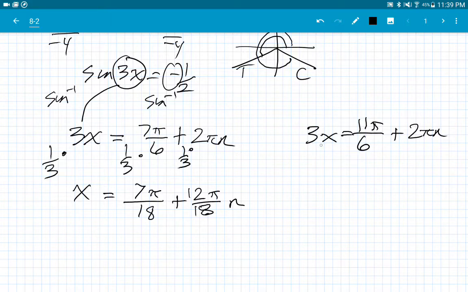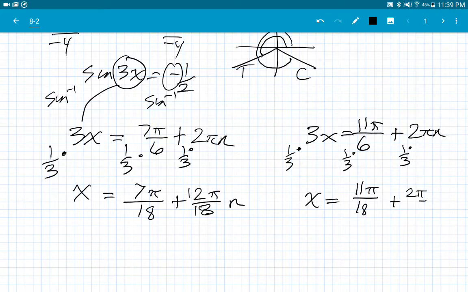Alright, so let's do the same thing over to this equation. We need to get the x by itself, so we multiply by 1/3, 1/3, and 1/3. On the left side, we end up getting x, and on the right side, we have 11 pi over 18 plus 2 pi over 3 n. Again, we have that 18, so again we need to get common denominators, so we multiply by 6. So 12 over 18, like that.